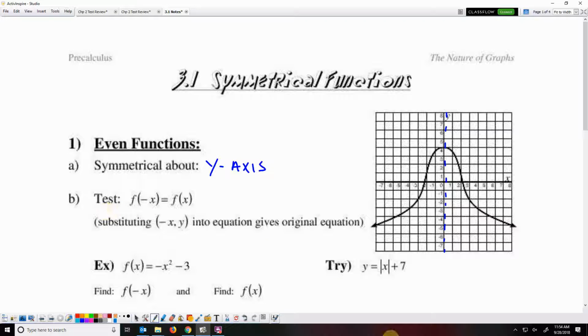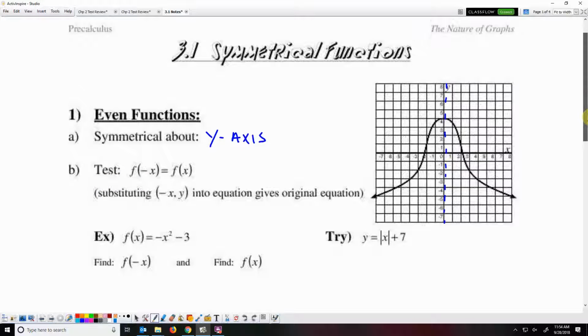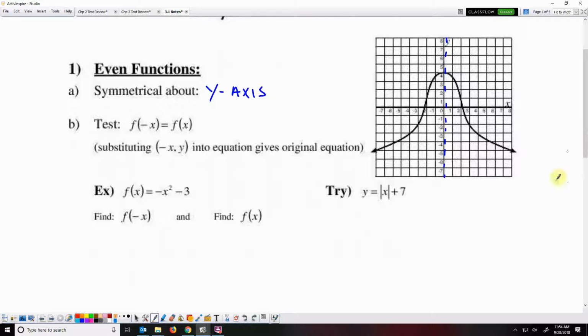So if you are just given an equation and you want to know, will a function with this equation be an even function? Will it have symmetry about the y-axis? The test is: f of the opposite of x will equal f of x. And that f of x is the original function. The reason this works is that for every x value on this function, the opposite x value should exist as well.